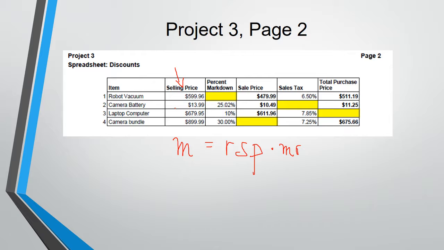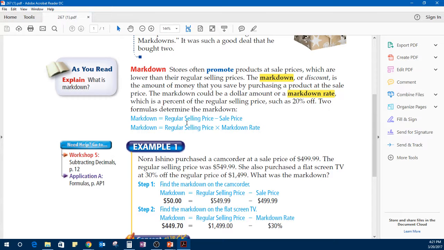Alright, so our goal is to find the percent markdown, right? However, if you're looking for the percent markdown or the markdown rate, we need to know what the markdown is and we need to know what the regular selling price is. We know the regular selling price because it tells us it is $599.96. However, it does not tell us what the markdown is. So that's where we need to go back and take a look. They tell us the markdown can be found using the regular selling price and subtracting the sale price from it.